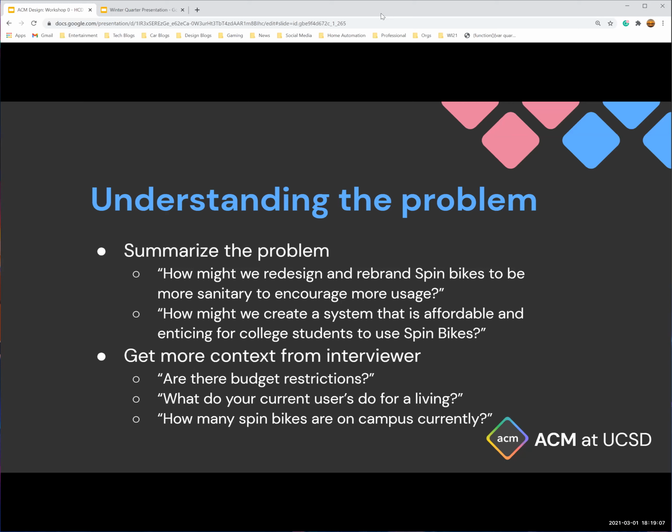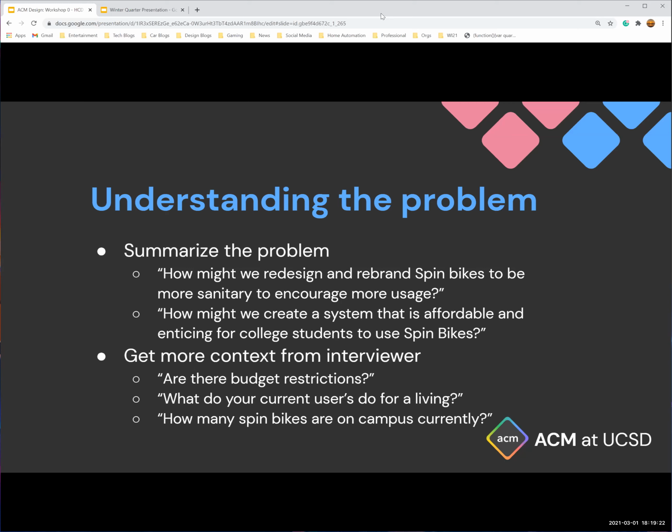As you see on the slide, you summarize the problem. Some example how might we statements that you might use both here and in ideation are, how might we redesign and rebrand Spin bikes to be more sanitary to encourage more usage?